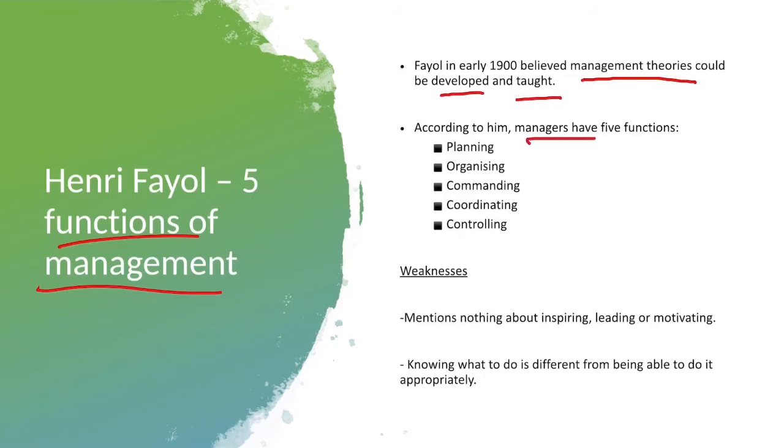According to him, managers have 5 functions: planning, organizing, commanding, coordinating, and controlling. The weakness is that it mentions nothing about inspiring, leading, or motivating, which actually leads to problems. Knowing what to do is different from being able to do it appropriately.